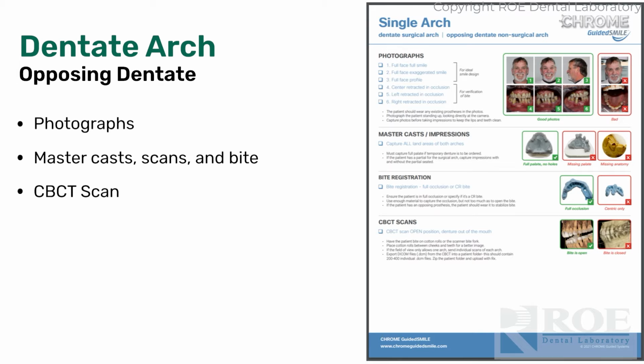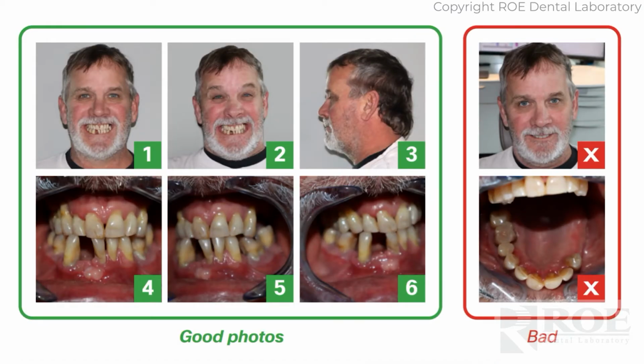The records are photographs, very particular photographs, master cast and a bite registration, or a scan if you have a digital impression scanner, and a CBCT scan. Those are the only three records necessary. There are details that are very important with each of these records, and let's go through them in this quick video. The photographs. We would like a full face, full smile photo.